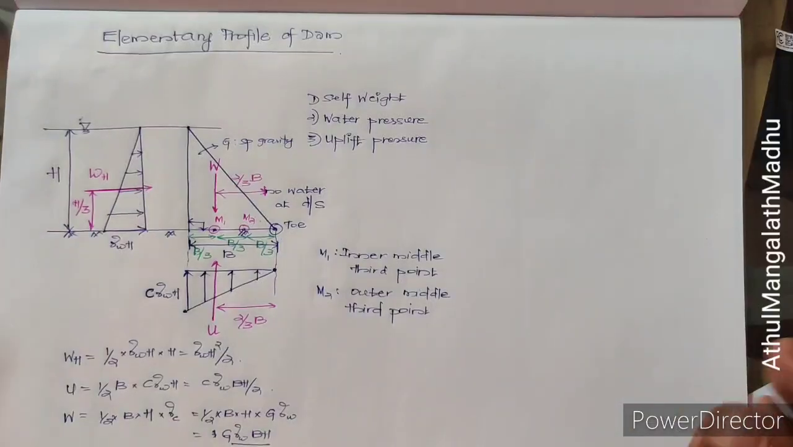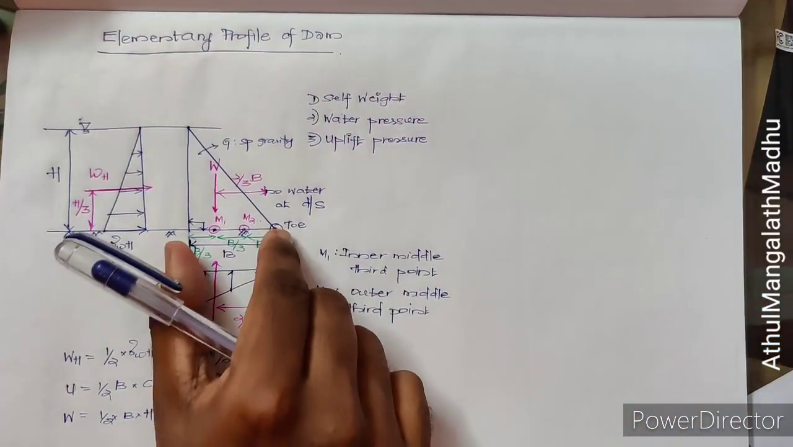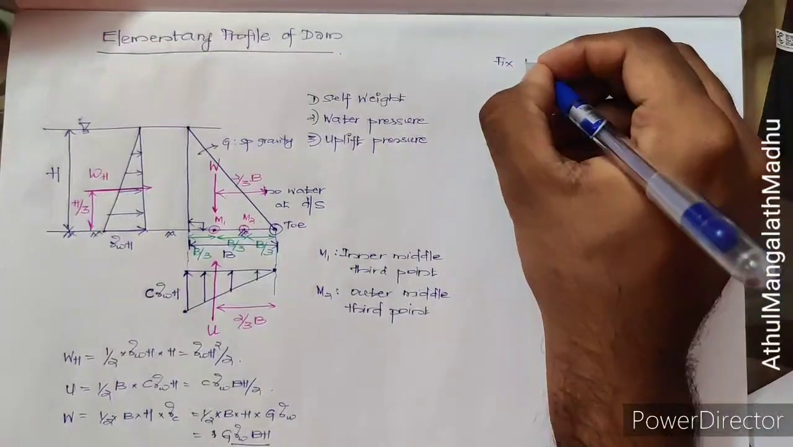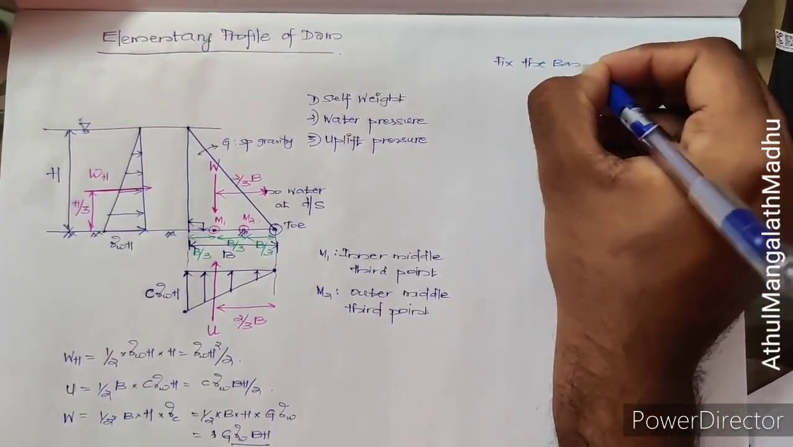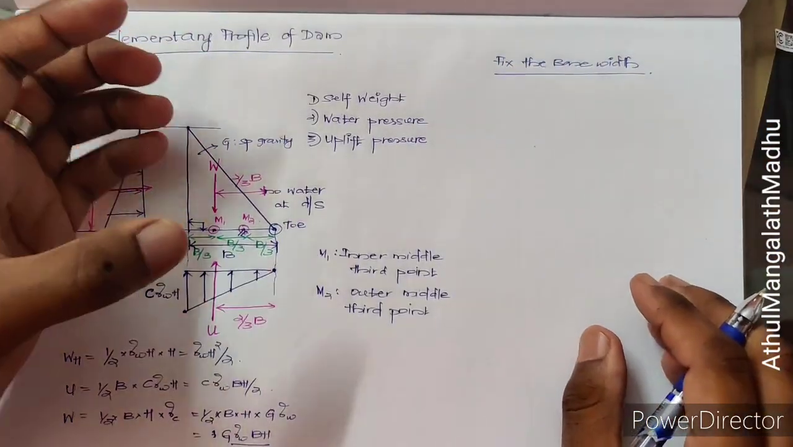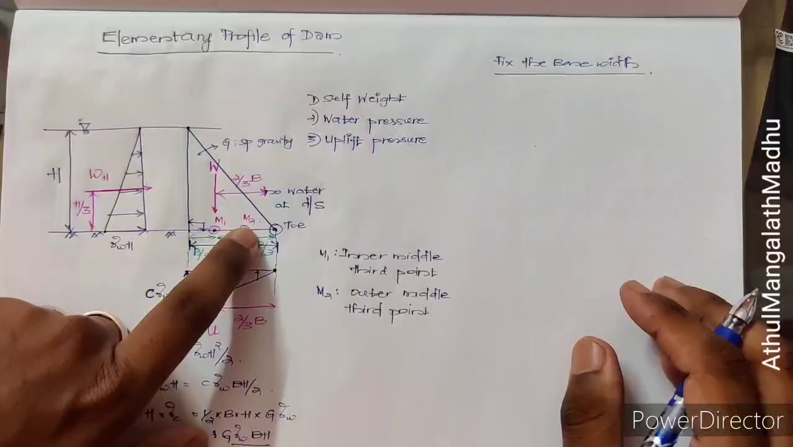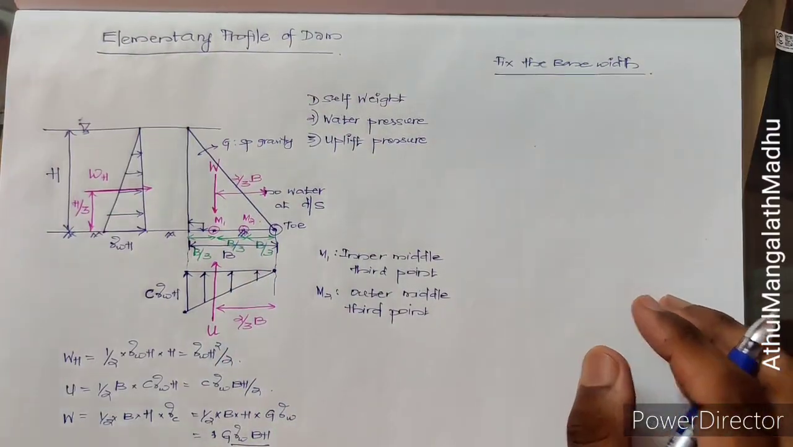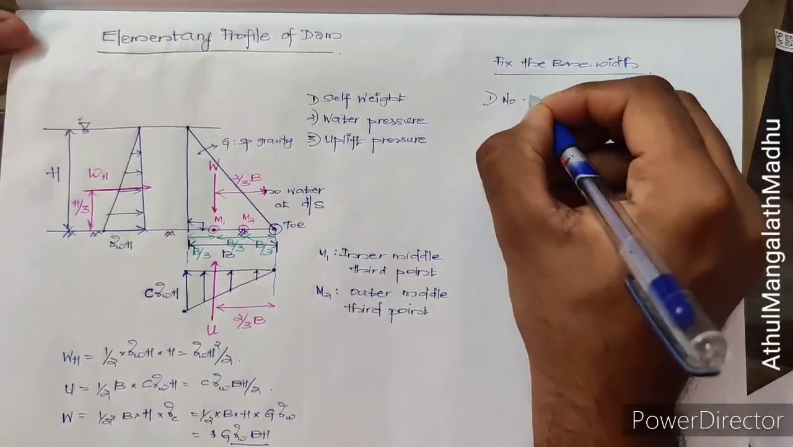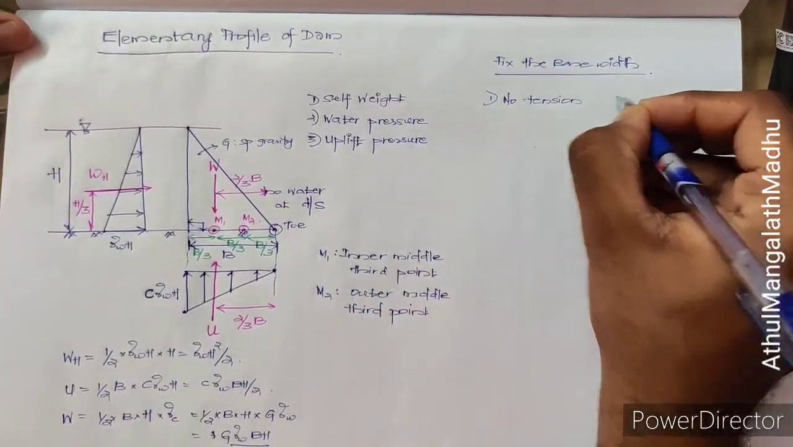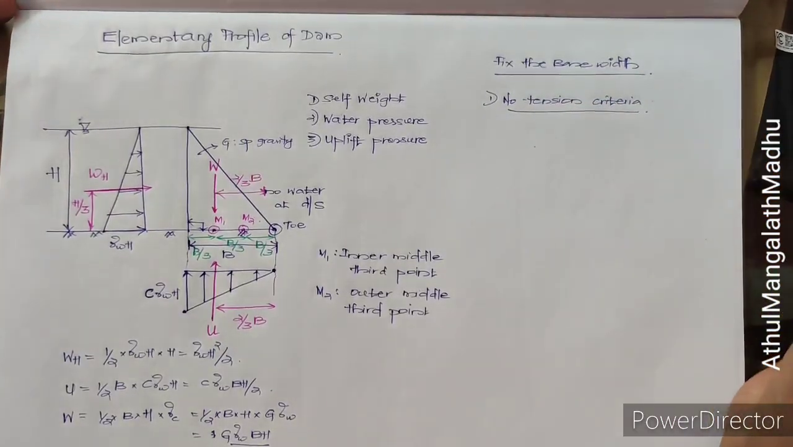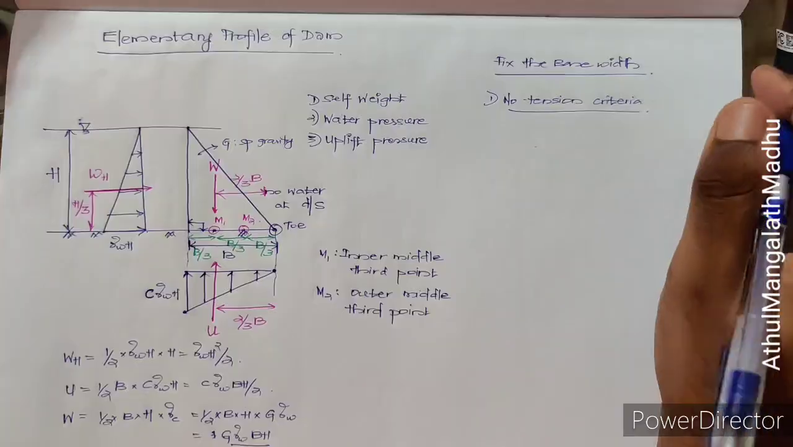Now what we are doing is we have to fix the base width. Your whole idea is to fix the base width. There are two things that can happen: either there will be tension towards this point, or it will be sliding. So you have to derive the base width for two conditions. The first condition is the no tension criteria.